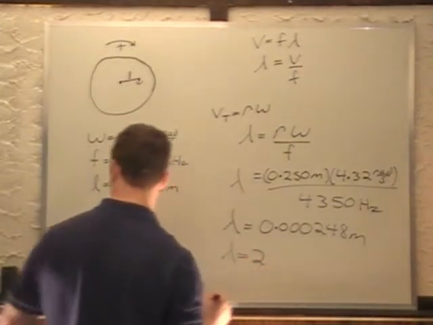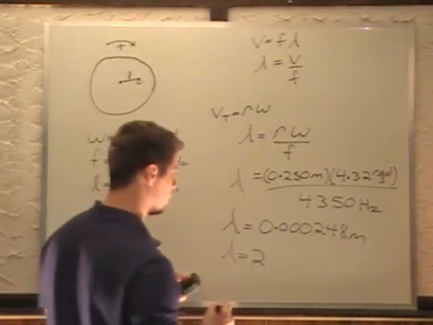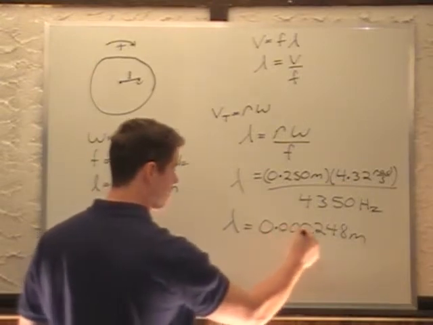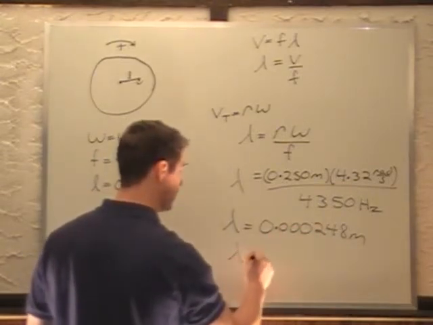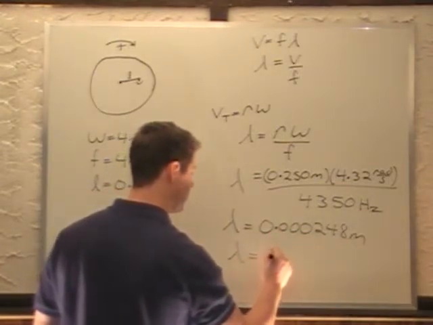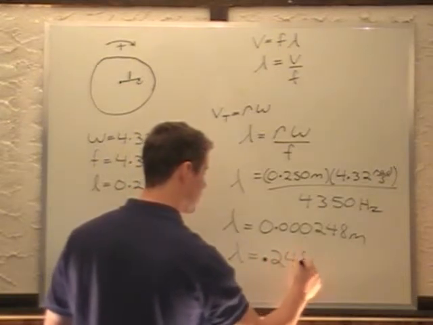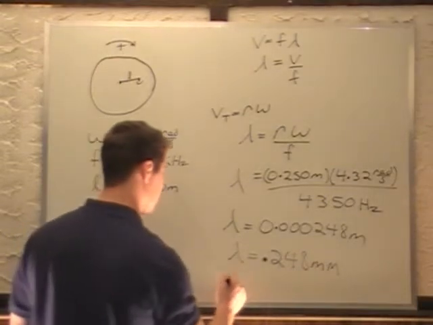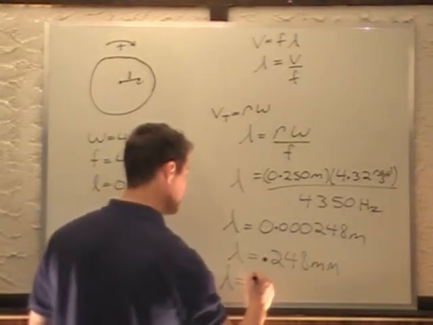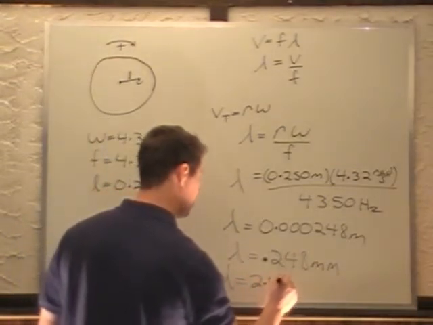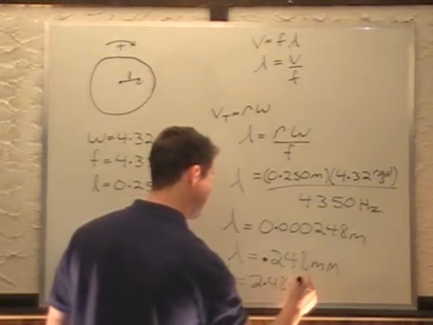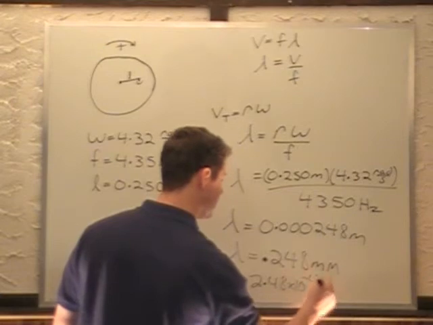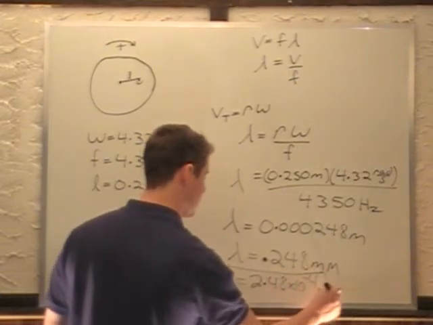So we can write that as wavelength is 2.48 millimeters. No, that's 0.248. So if we move the decimal 3 places, our wavelength is 0.248 millimeters. Or we can also write that in scientific notation as 2.48 times 10 to the minus 4 meters. Final answer.